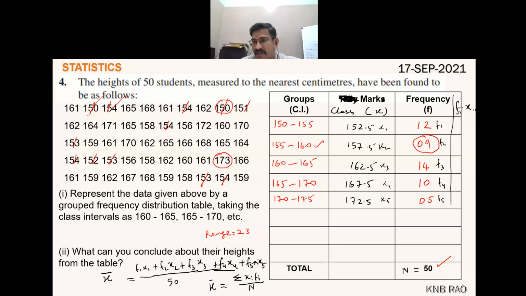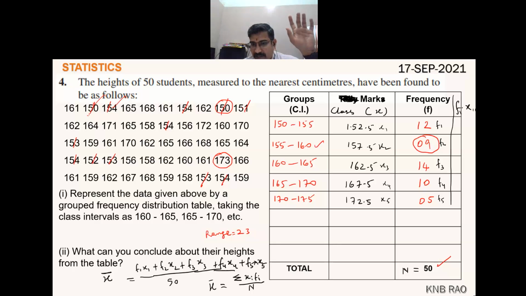In class 9, you find the actual average by adding 161 plus 150 plus 154. Tell me, Piyush. Sir, here 150, 155, you added both and divided by 2, to find the class mark. Yes, exactly. That is already a formula you know. It's an average between the upper limit and the lower limit.